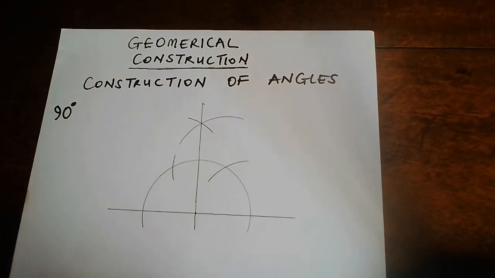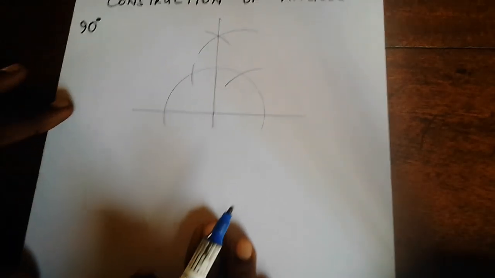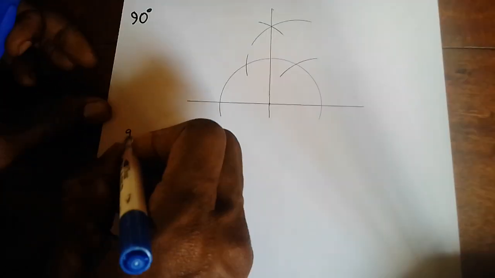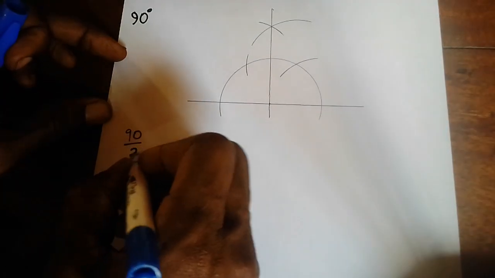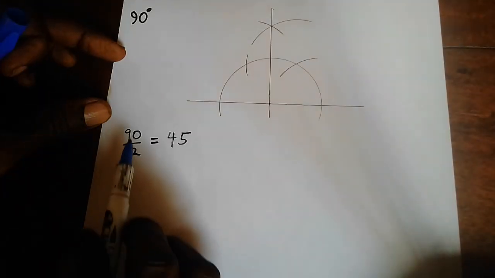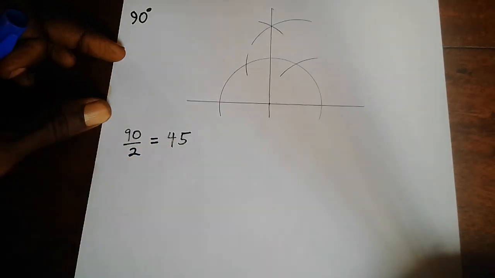Now also from 90 degrees, we can draw an angle of 45 degrees. To get an angle of 45 degrees, it means you are going to divide angle 90 degrees by 2 to get angle 45 degrees. Then how are we going to get that?